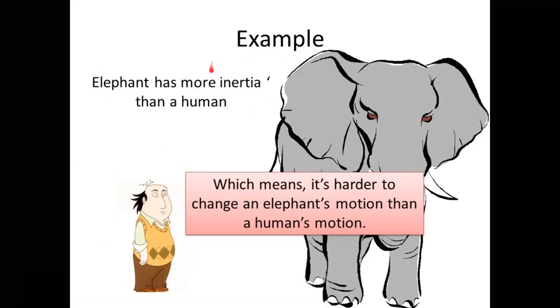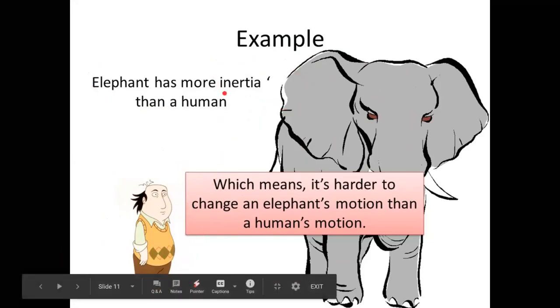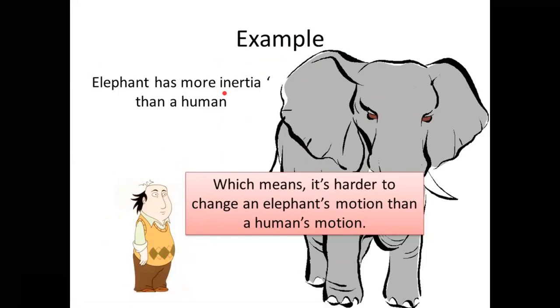So the elephant has a lot more inertia than the human, which means that it's a lot more difficult to get the elephant to change its movement than to get the human to change its movement. So more inertia means harder to move.